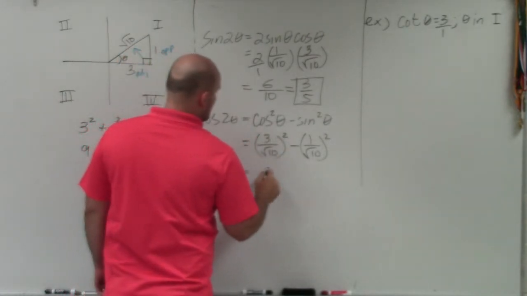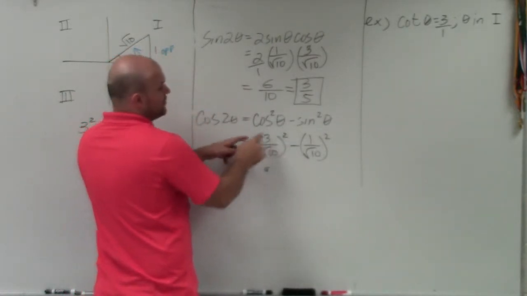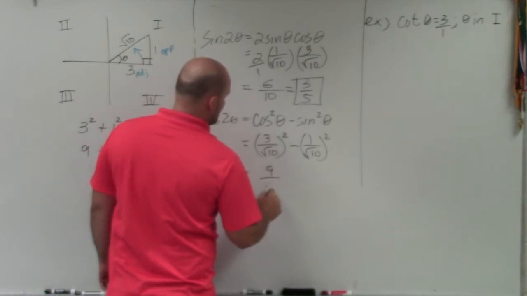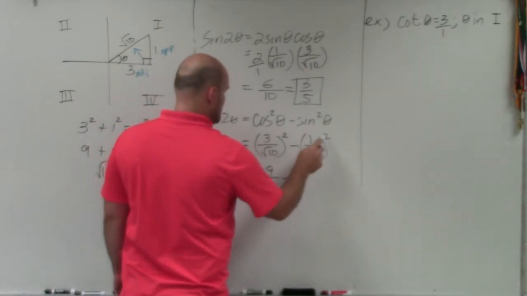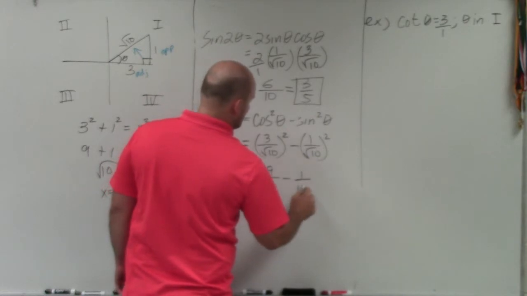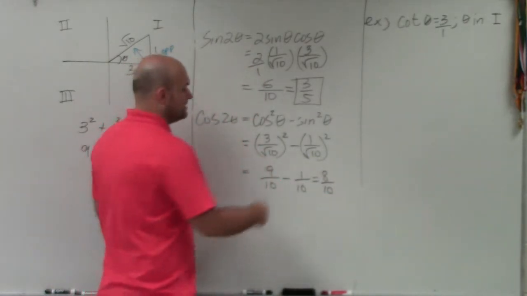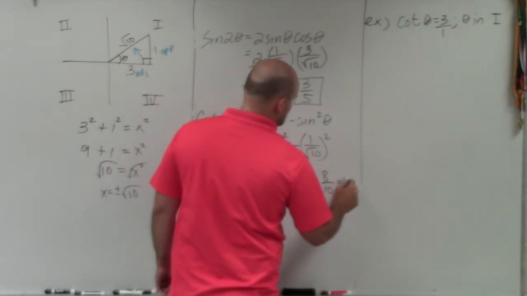So therefore, 3 squared, and make sure when you're squaring a fraction, you square the numerator and the denominator. This becomes 9 over 10 minus 1 squared, which is 1 over 10. That is equal to 8 over 10, which again we can divide the top and the bottom to give us 4/5.